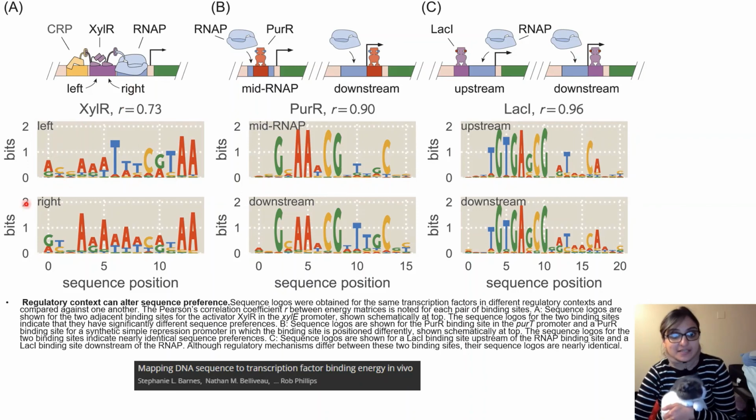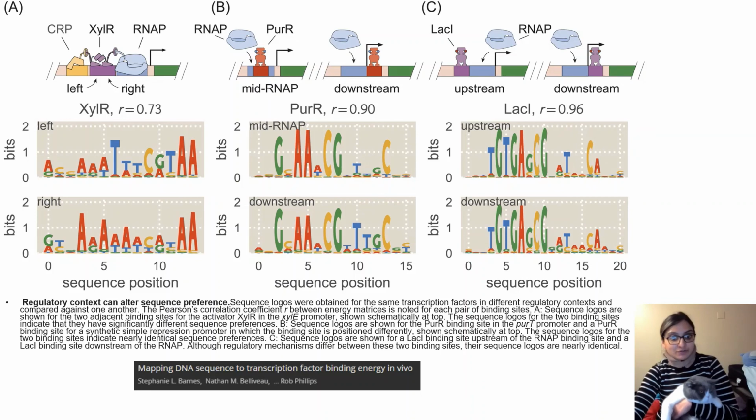We can see these sequence logos are used to represent LAC1, upstream, downstream. What are these binding motifs looking like? If it binds upstream, it looks more like this. If it's binding downstream, it looks more like this. And for this PURR here, for instance, if it's binding mid-RNAP, this is a sequence logo here, but if it binds downstream, this is what it looks like.